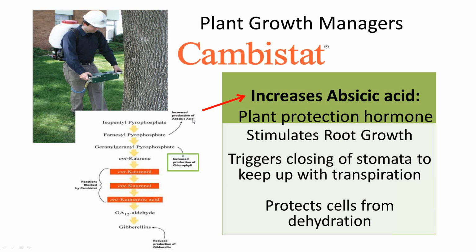But additionally, it will actually encourage the production of other plant hormones, namely abscisic acid, which is a plant protection hormone, which has some things to do with stimulating fine root growth. Also helps the triggering of the closing and opening of stomata, which will help with transpiration, making it a more drought-tolerant plant, and also protects cells from dehydration.